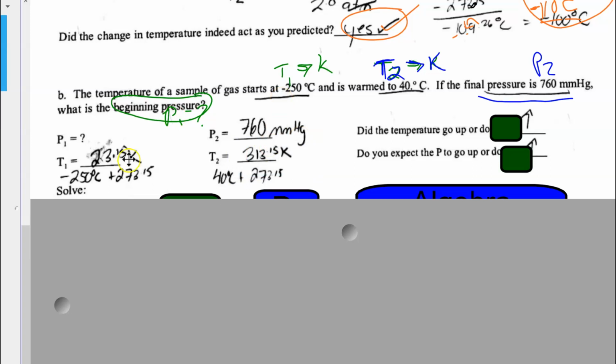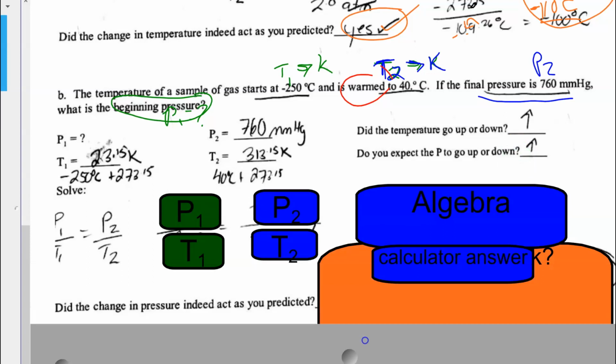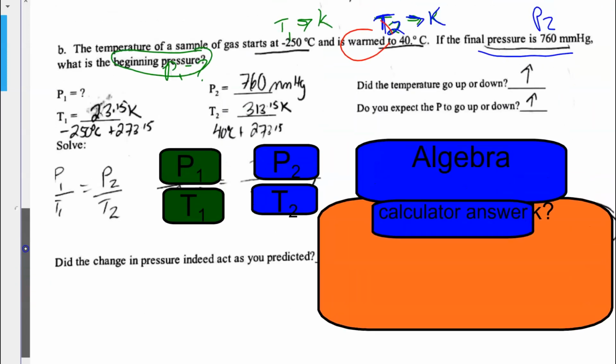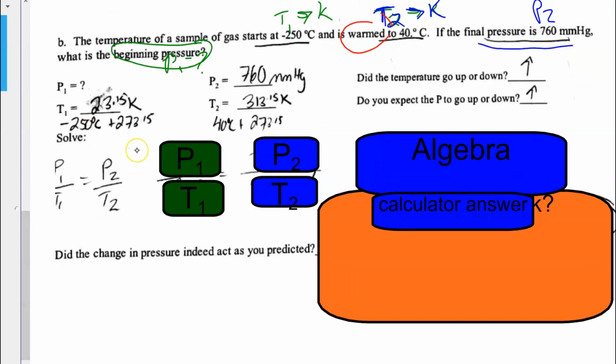So look at the temperature. Did it go up or down? Temperature went up. The other key word you have is that it warmed, so temperature went up. Do you expect pressure to go up or down? They are directly proportional. It should do the same thing. So first things first, we always want to write the original equation. Do not skip that step. Write the original equation. Don't confuse it with Charles's or Boyle's and write the wrong equations here.